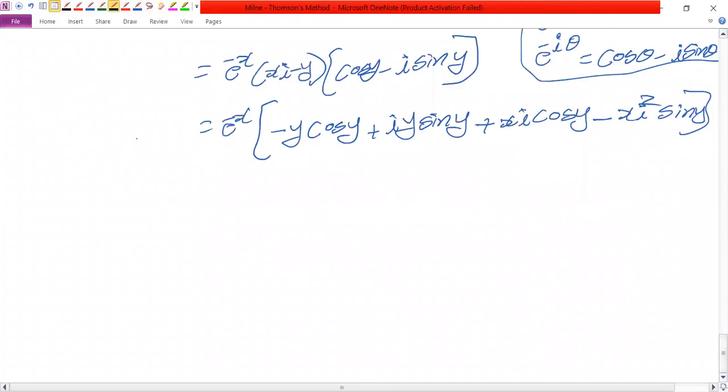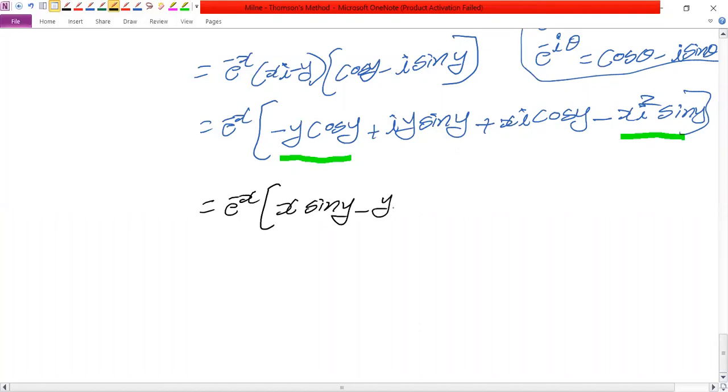Okay, so on simplification we are going to get e power minus x into, can I separate the real parts? What is the real part? This is real part. Second term is imaginary part. So this is also real part. Why am I saying it is a real part? Because i square can be written as minus 1. So first I am writing the last term here. Minus x into minus 1 is plus x, x into sin y, minus y into cos y.